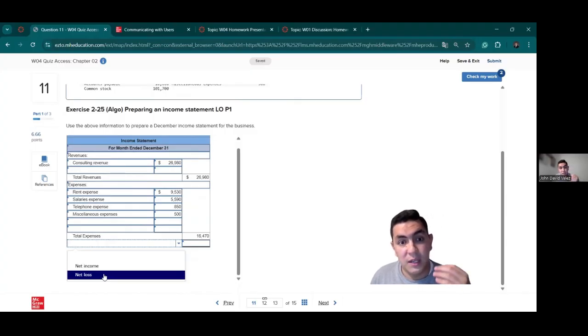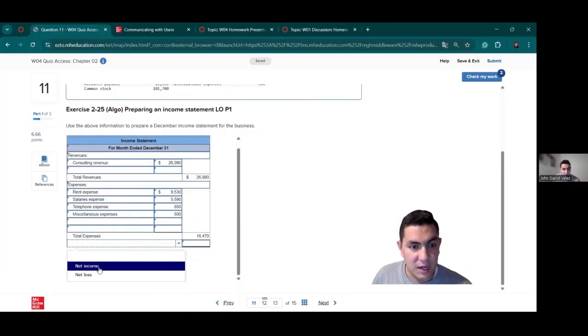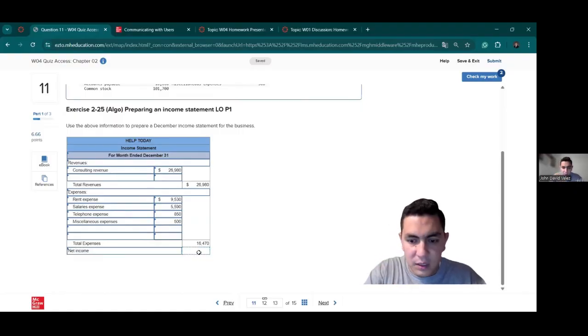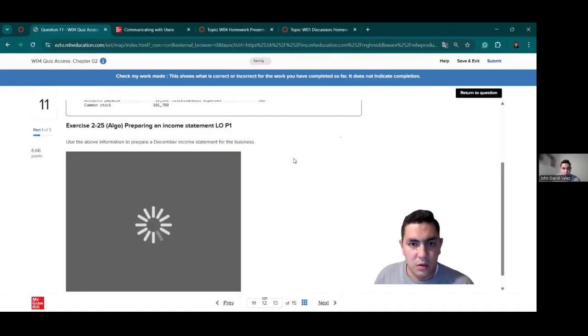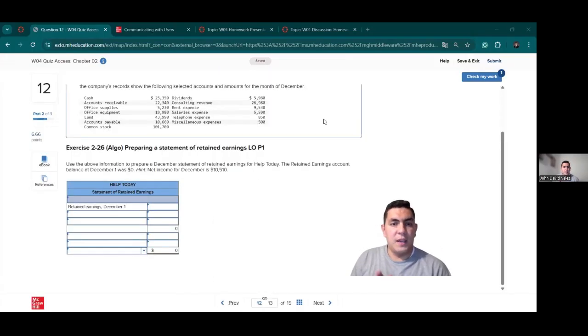So if we use 26,000 less 16,000, we will have a net income. 26 minus 16, we'll have 10,510. So then we check our work, and the answer is completely correct. Okay, now we go through question number 12.